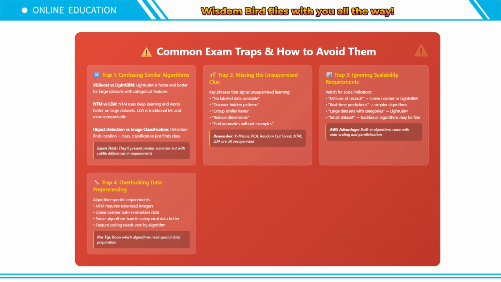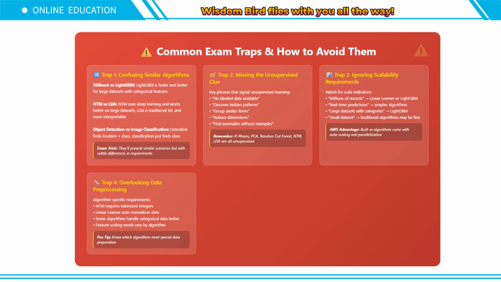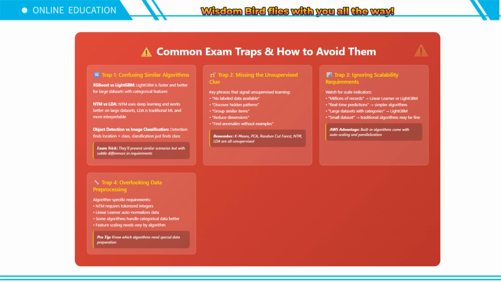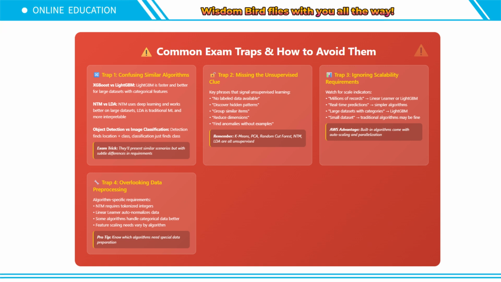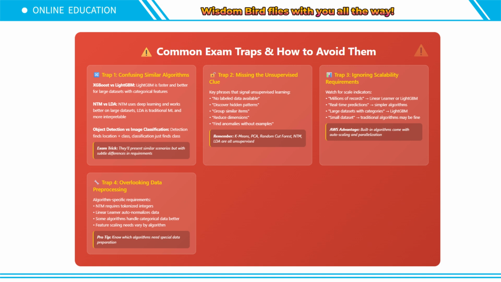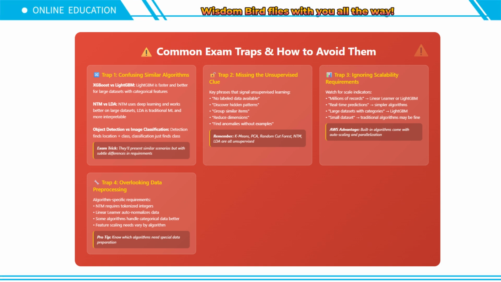Trap 2: missing the unsupervised clue. No labeled data available means unsupervised learning: K-means, PCA, random cut forest, NTM, LDA. Trap 3: ignoring scalability requirements. Millions of records equals think linear learner or LightGBM. Real-time predictions equals consider simpler algorithms.